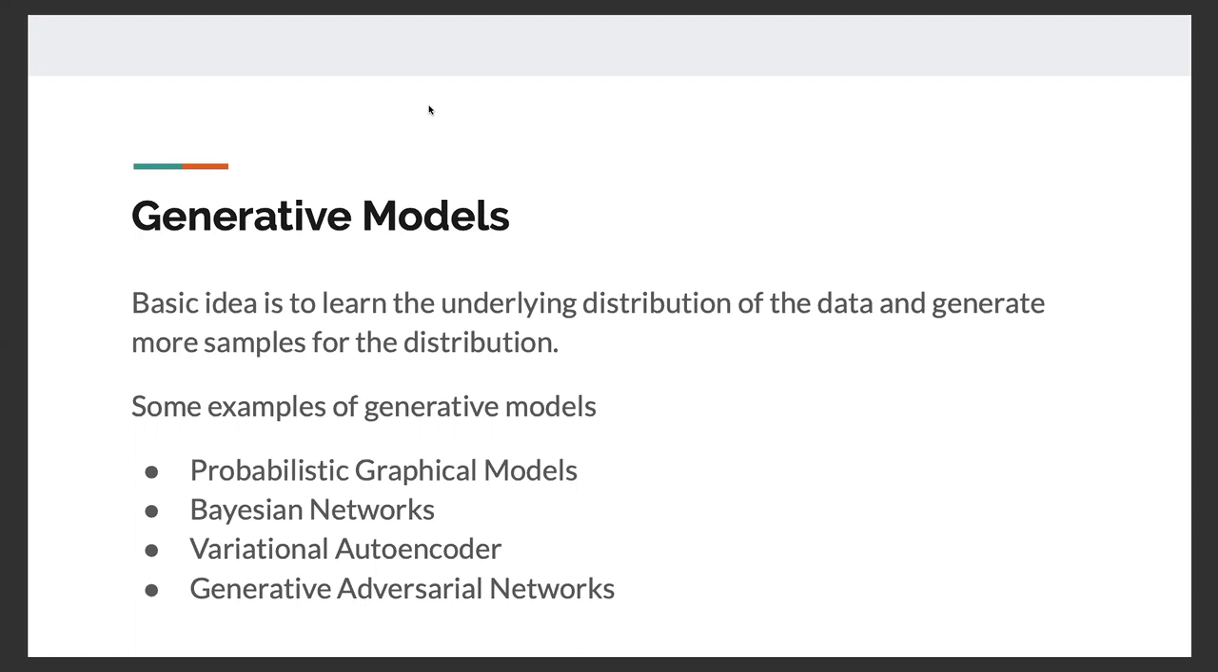There are some examples of generative models. The first one, probabilistic graphical models. The second one, Bayesian networks. The third one, variational autoencoder, which is also known as VAE. And I believe you have already been given a lecture on VAE. And the last one is the GAN.